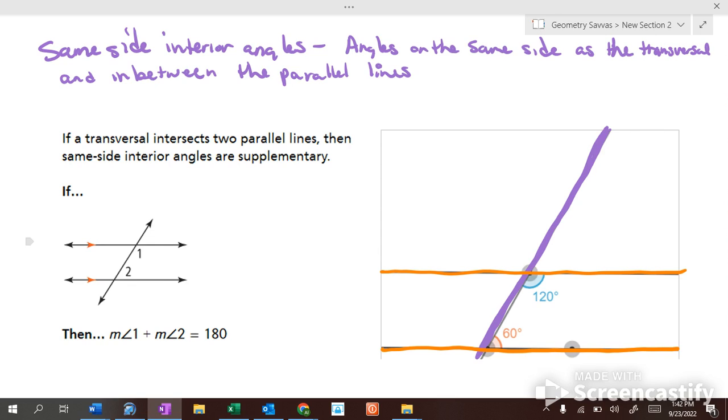Now, when you deal with same side interior angles, what's 120 and 60 add up to? 180. They're going to always add up to 180. So they're going to be what? What word starts with an S that talks about adding up to 180? Supplementary. Same side interior angles are going to be supplementary.